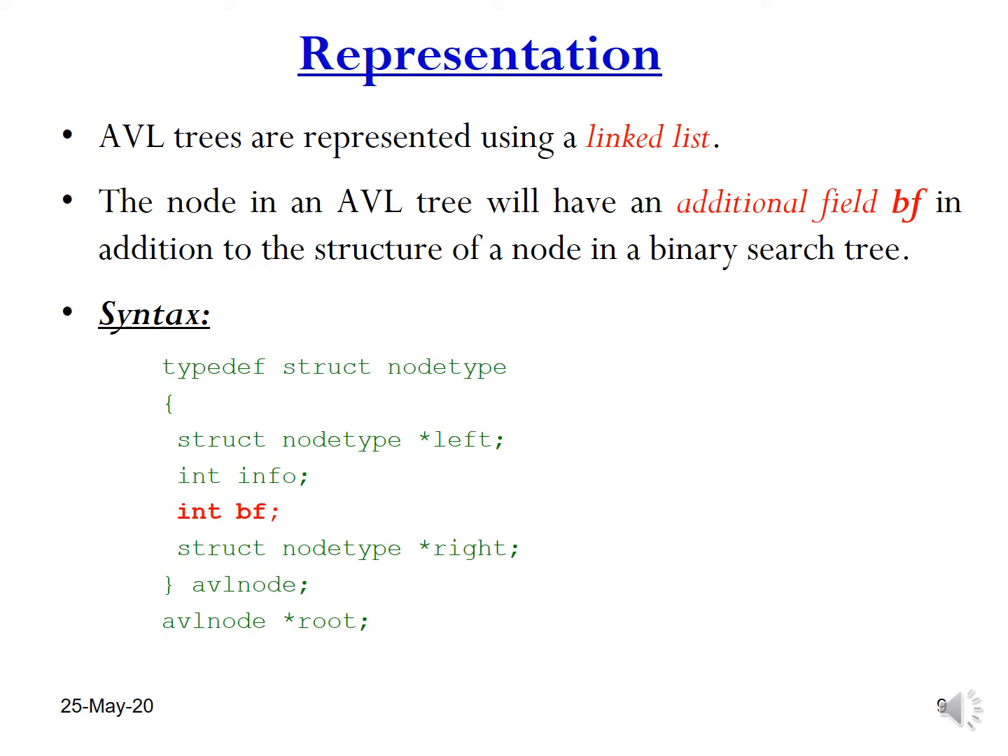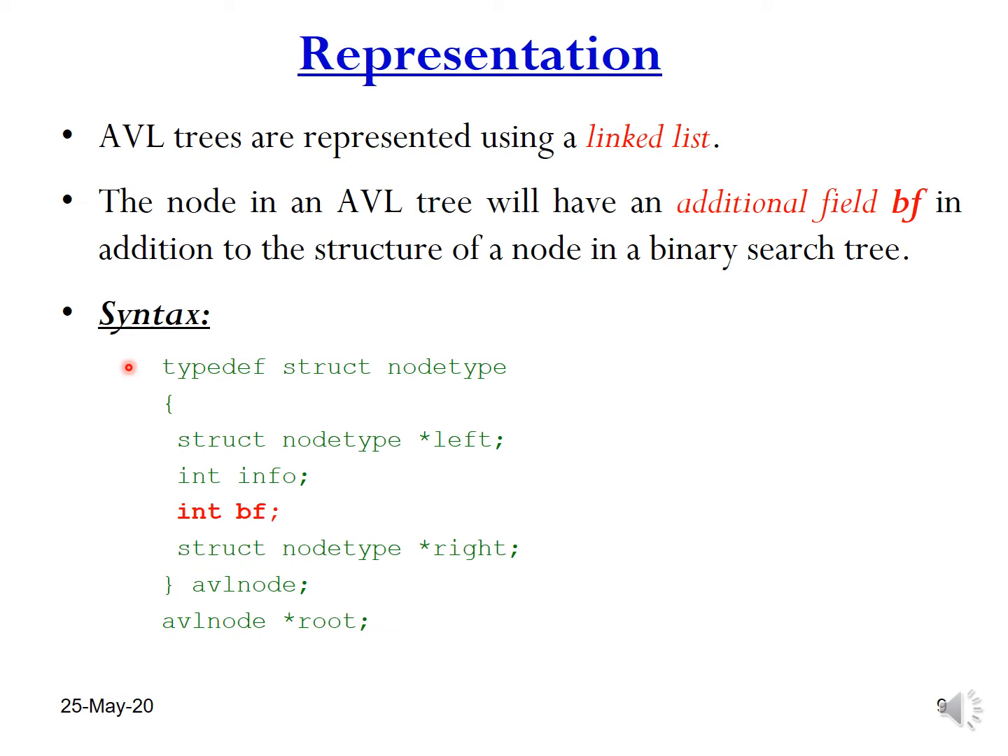Now we will see how an AVL tree can be represented. AVL trees are represented using a linked list, and the node in an AVL tree will have an additional field, the balance factor, in addition to the structure of a node in a binary search tree that we used in the case of binary search tree.